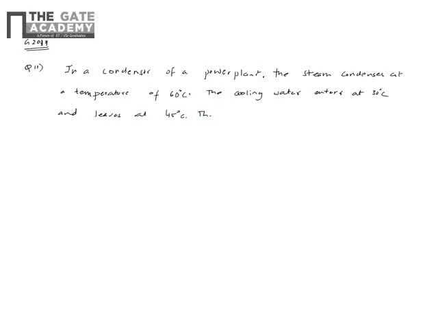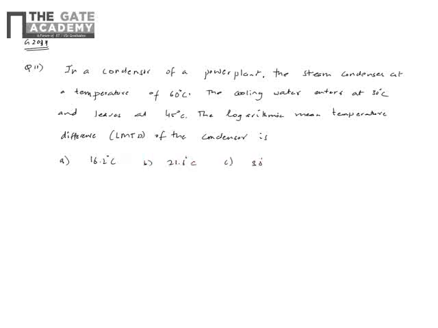The log mean temperature difference, LMTD, of the condenser is, so there are four options for it: A, 16.2 degrees Celsius; B, 21.6 degrees Celsius; C, 30 degrees Celsius; and D, 37.5 degrees Celsius. So let's solve it.